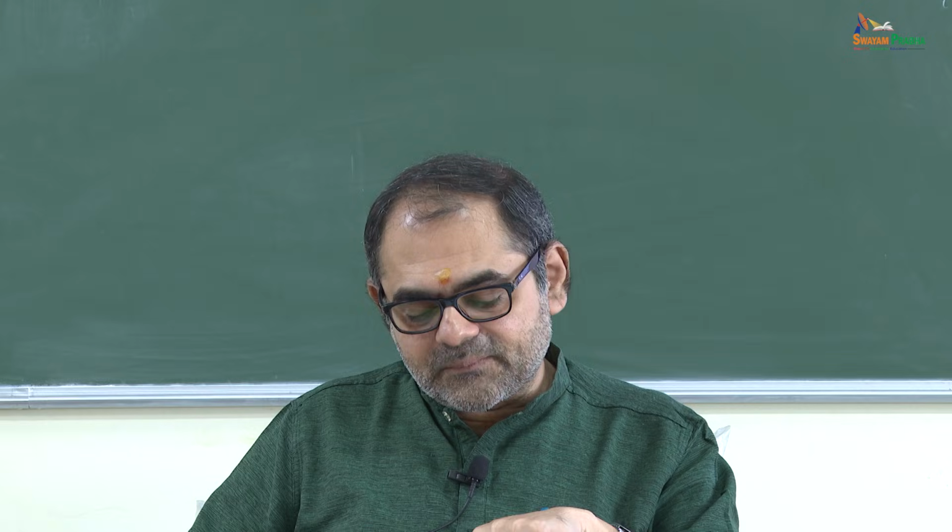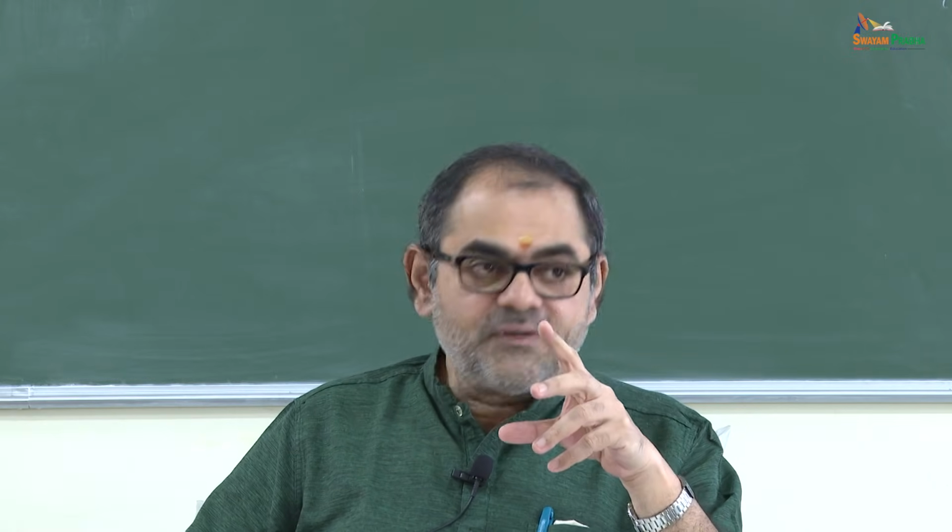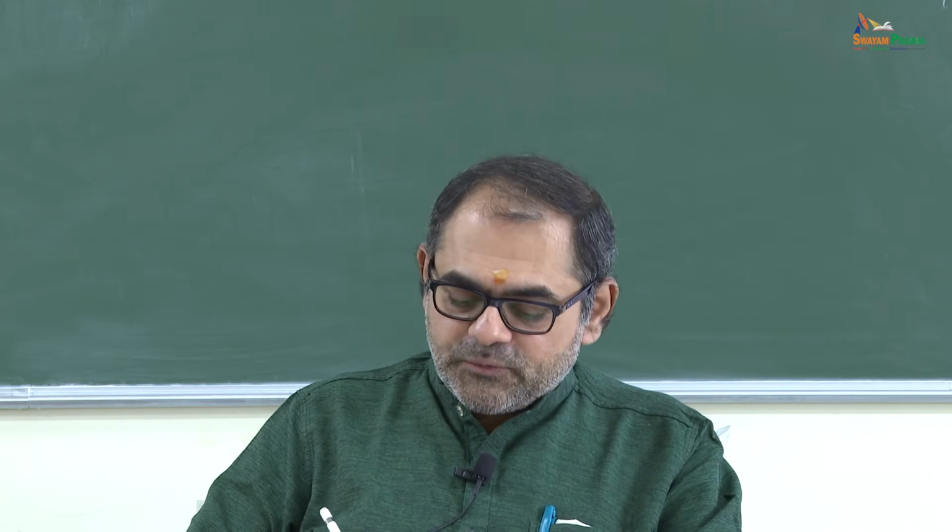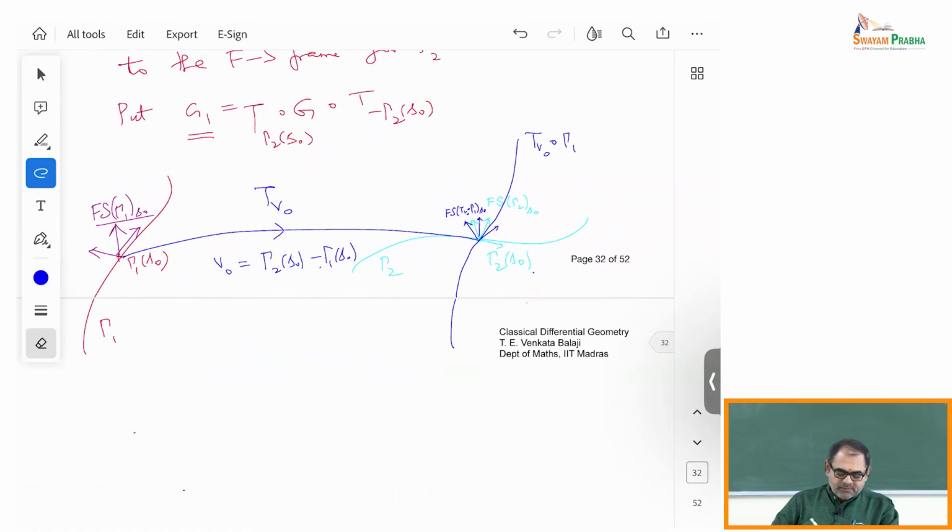Okay, but a rotation has to keep the origin fixed, and here you are taking the rotation in such a way that gamma 2 of S naught is fixed. So how will you write it in terms of an actual rotation which fixes the origin? So what you do is the following. You apply... so let me write this.